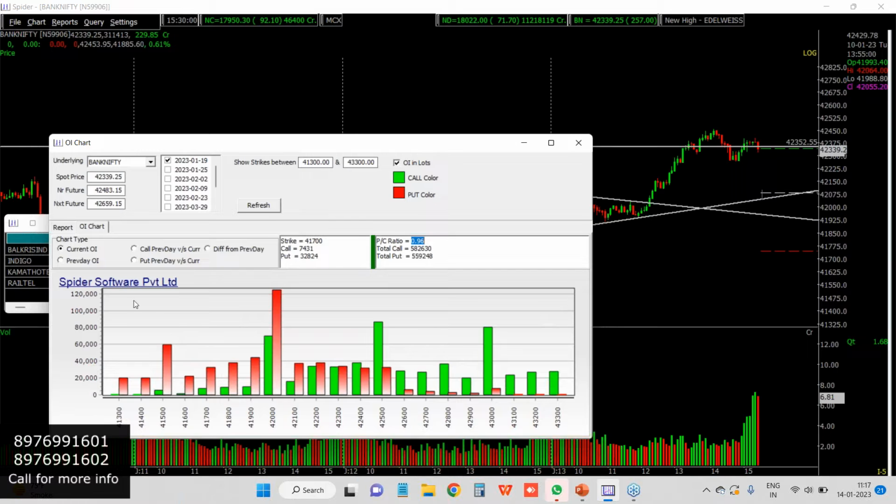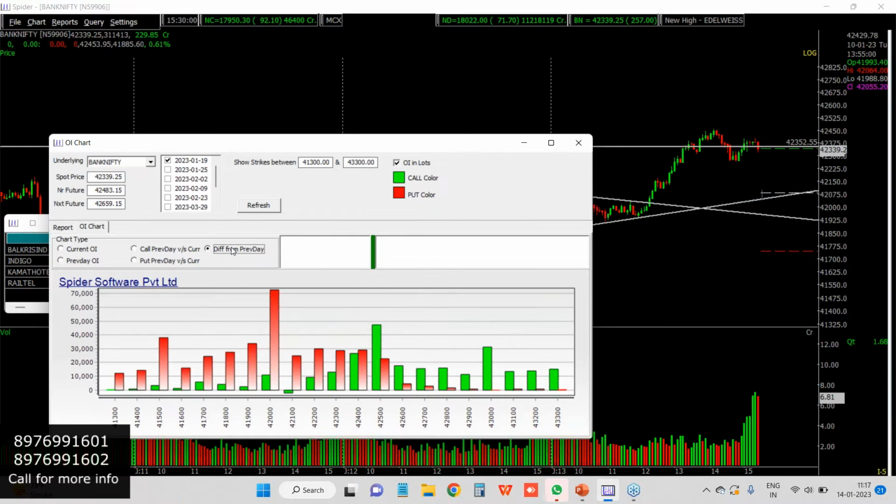For today's state, the two data you have to check over here are, first of all, the current OI, to check the strength of that particular support and resistance level in the current day. And you have to check the difference from previous day. This will give you a clear idea of what is happening in the market today. So this was the OI chart.